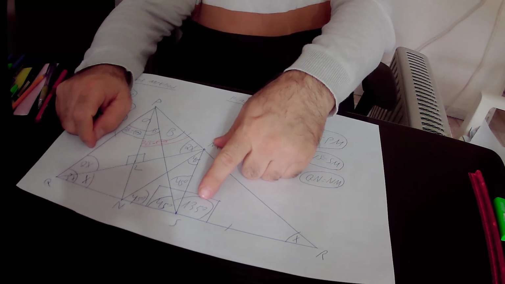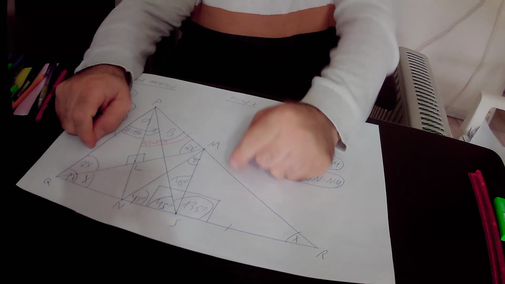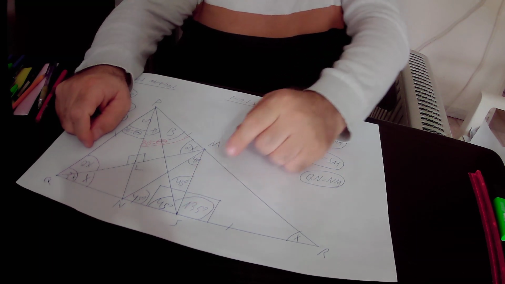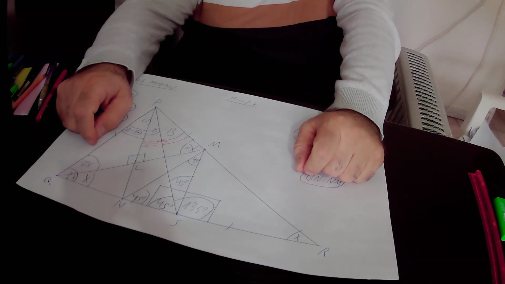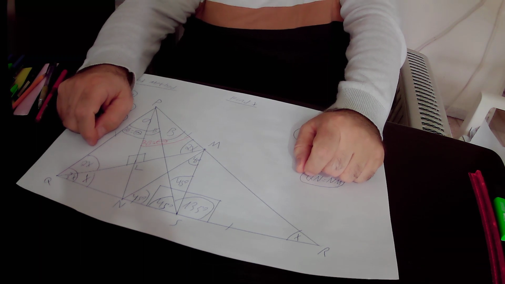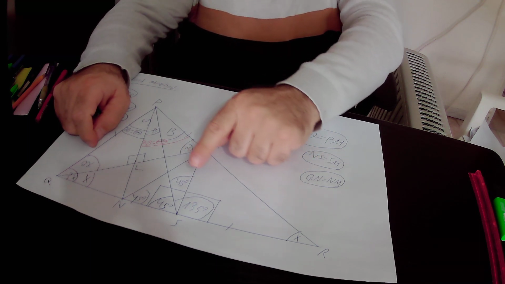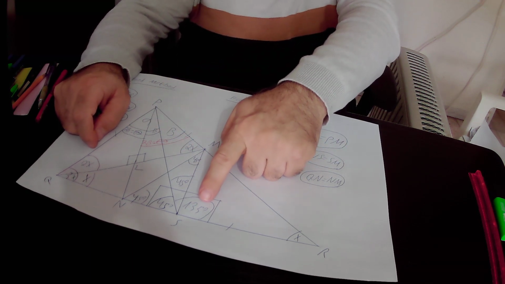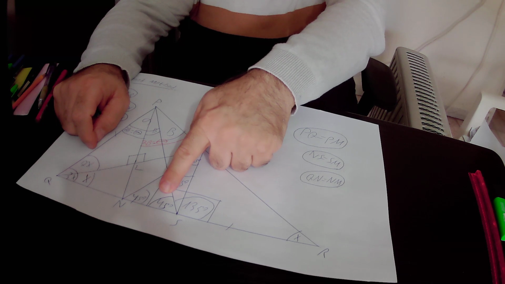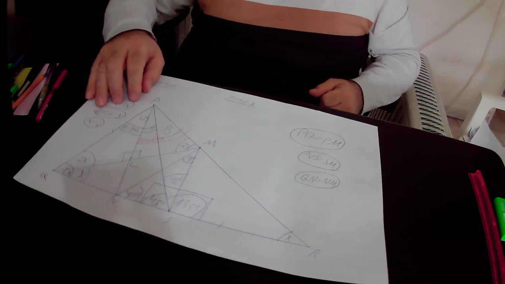We join points M and S together by a straight line. MS is the median to the base, and according to rule number 3, the median to the base of an isosceles triangle is perpendicular to the base, so the median MS is perpendicular to the base QR. That is to say, this angle equals 90 degrees and this angle also equals 90 degrees.